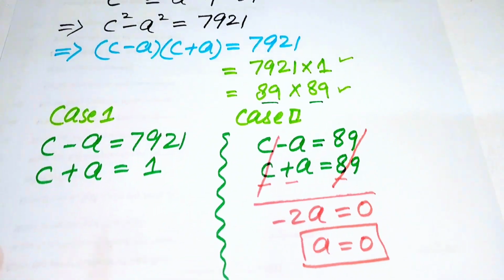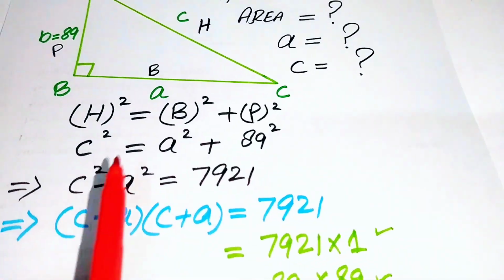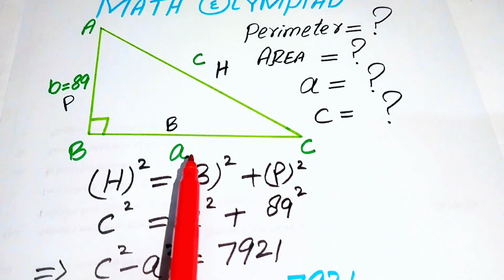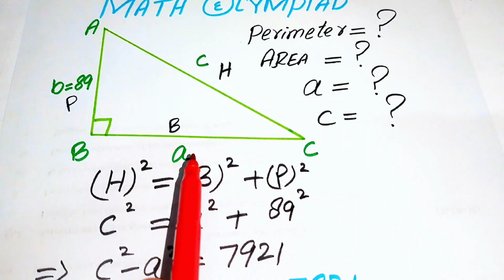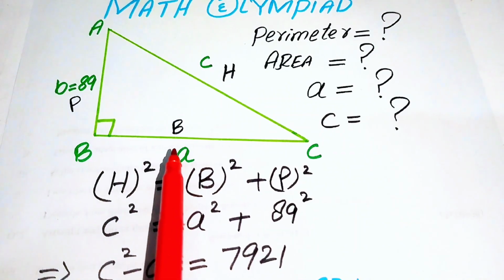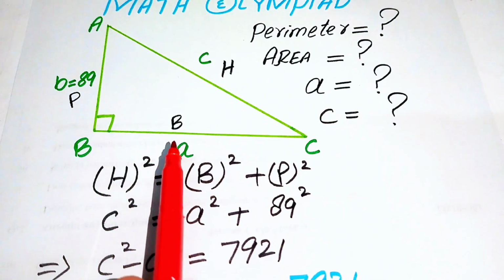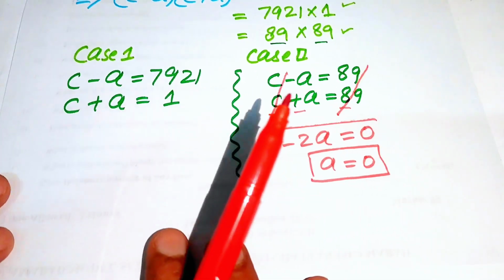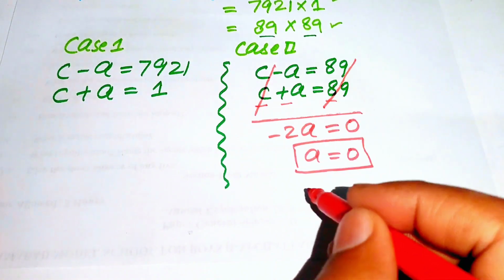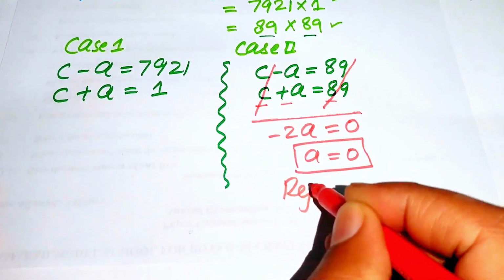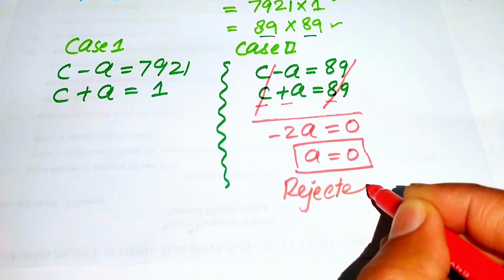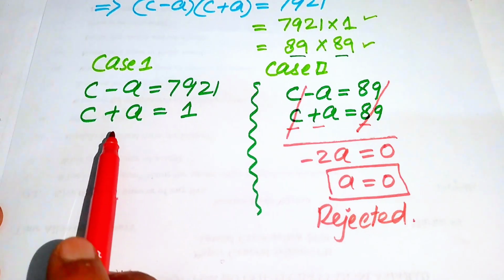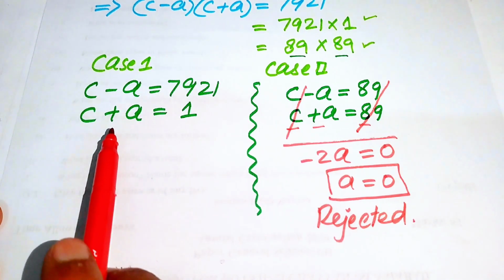But if you focus on the given right triangle, you see here this a is the base of the right angle triangle. So we know that any side length of a triangle cannot be 0, so it is not possible that the base of the given right triangle is 0, so we will reject this case because the base cannot be 0. So here we can just proceed with this case only, and in this case we easily find the values of c and a.